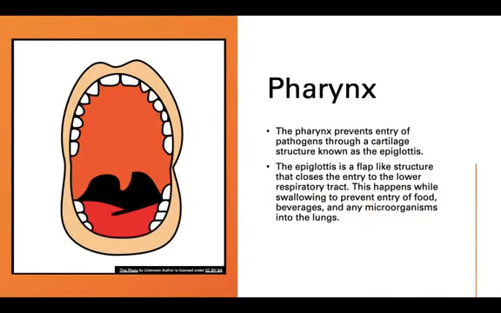Up next, we have the pharynx, and the pharynx has a structure called the epiglottis that basically closes to prevent any food or microorganisms from entering into the lung while swallowing.